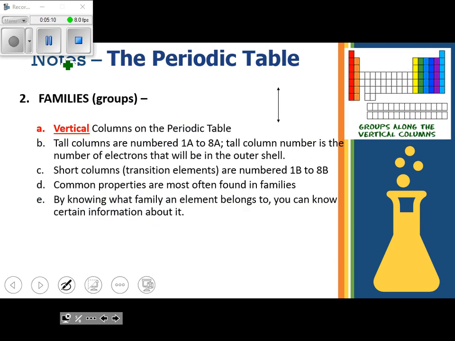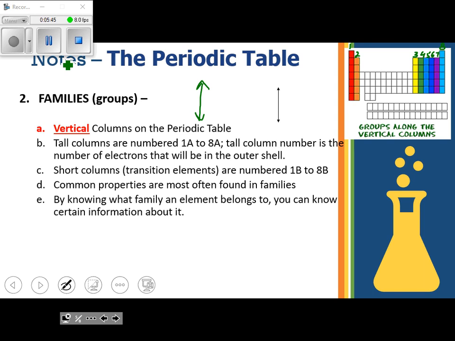Okay, families, also known as groups, which means the same thing, are vertical columns on the periodic table. So again, that's running up and down. It's most helpful to us to number our tall columns 1A to 8A, or 1 to 8. So tall column 1 is just above lithium and hydrogen, tall column 2 just above beryllium, 3 just above boron, 4 above carbon, 5 above nitrogen, 6 above oxygen, 7 above fluorine, and 8 above helium. Okay, so those are numbered 1A to 8A.